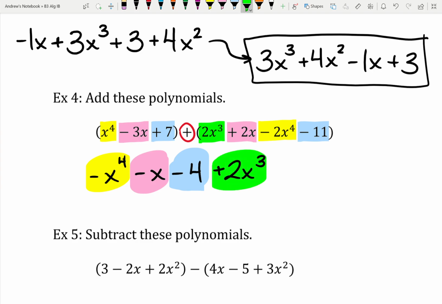All right, cool. So again, we could leave our answer like that, but what we should try and make sure we're doing is putting them in standard form.